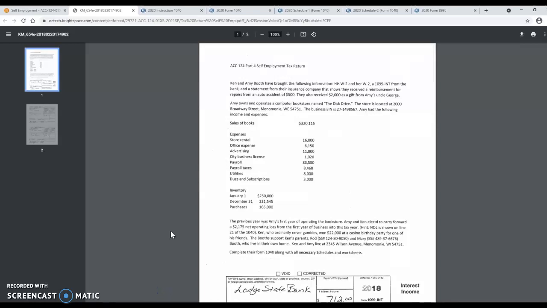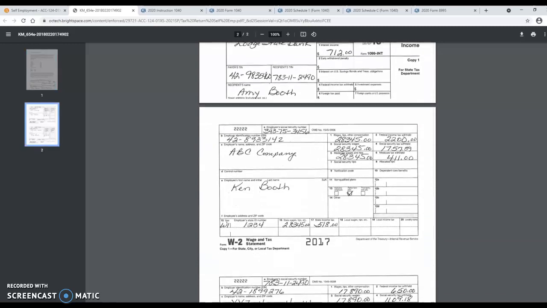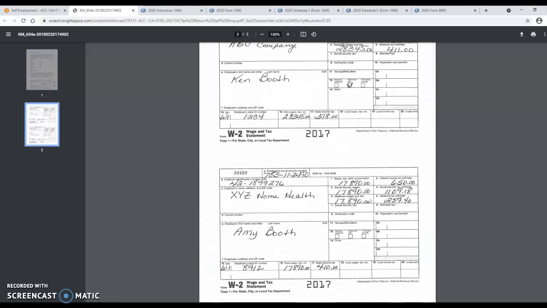Today we're going to take a look at Chapter 3, Part 2, Answer to the Booth Tax Return Problem. Here what we'd like to do is to get yourself a summary going, and so you should have a summary sheet which shows what you think you're going to do, the W-2s. There's a W-2 for Ken and one for Amy.